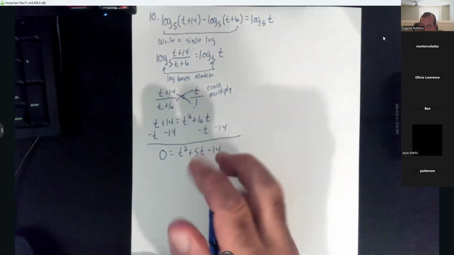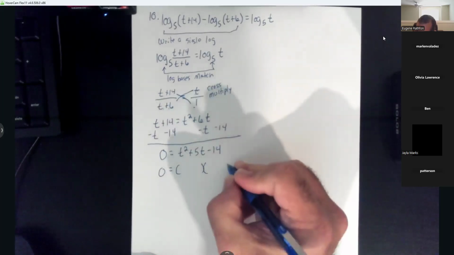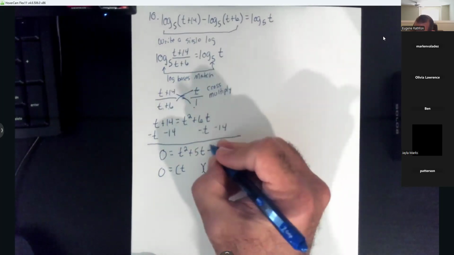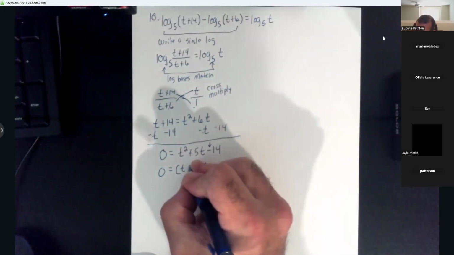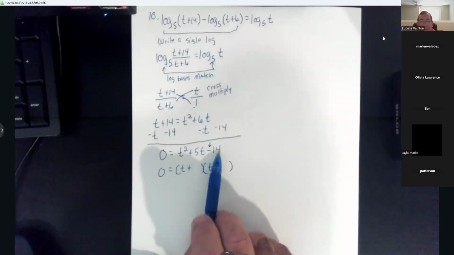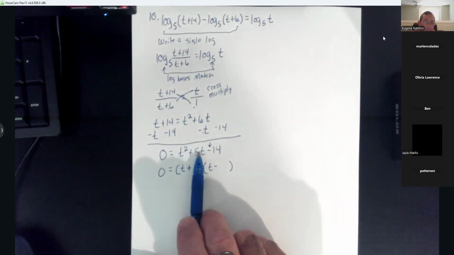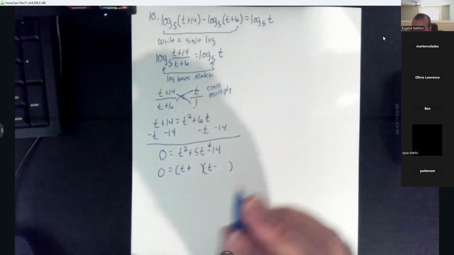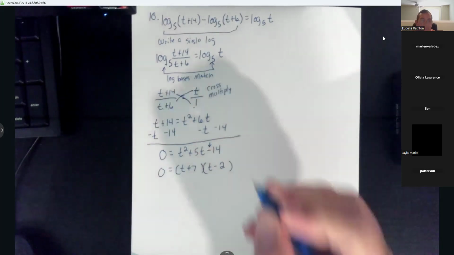So look here. We got something to factor. So t squared would be a t and a t. Last one's negative, so you're going to have unlike signs. Okay, y'all, give me some factors of 14 that'll subtract and give me a positive 5. So 2 and 7, good job. So 7's bigger, it'll be positive like the middle, and then my 2.